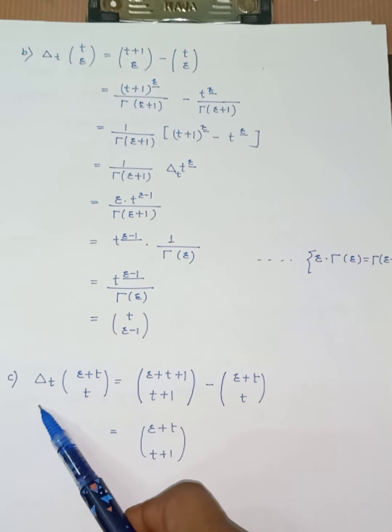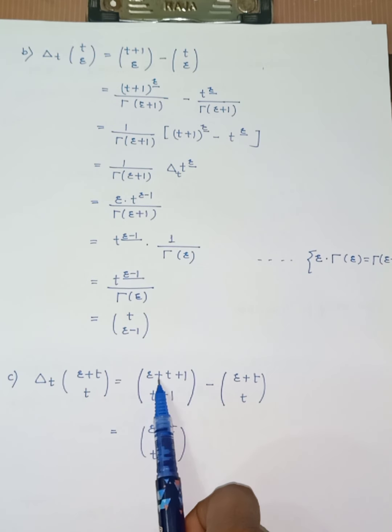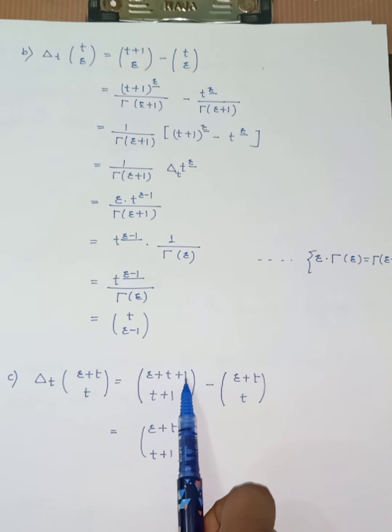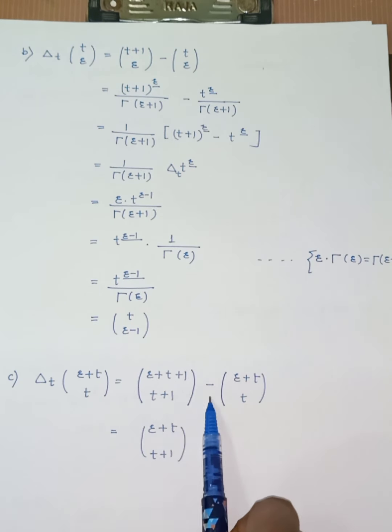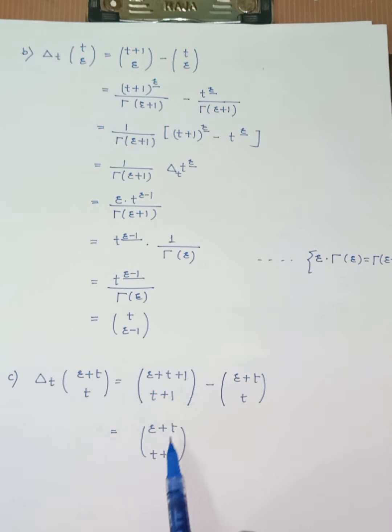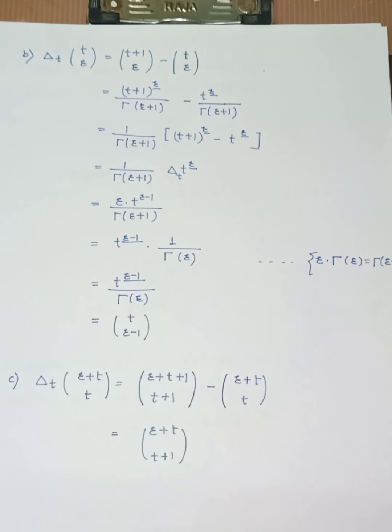The last one is delta operating on t plus r choose t, equals what we have: t plus 1 plus r choose t plus 1. We have applied delta. So r plus t plus 1 choose t plus 1 minus r plus t choose t, and that will equal r plus t choose t plus 1. This was the simplest one. So till here we are done with the falling factorial properties. Next we will see in the next video. Till then, thank you.